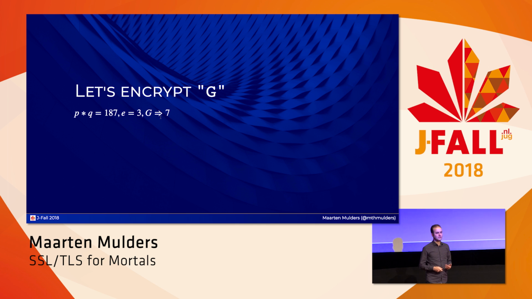Let's just say that we have a message that starts with the letter G. Well, we're just using a normal Latin alphabet, so G is the 7th letter, so we have a simple code table where A is 1, B is 2, C is 3, etc., G is 7. P times Q, as we saw, is 187. The number E that we have selected is still 3, and the letter G is the number 7. We calculate 7 to the power of E, which equals 7 to the power of 3, which equals 343. We calculate that number modulo 187, which is 156.